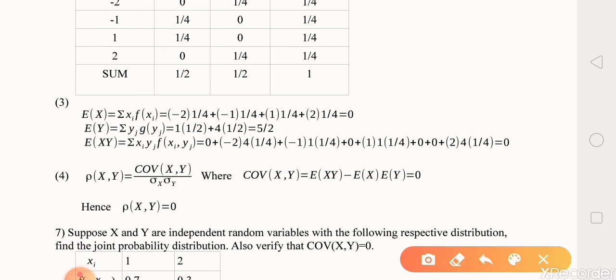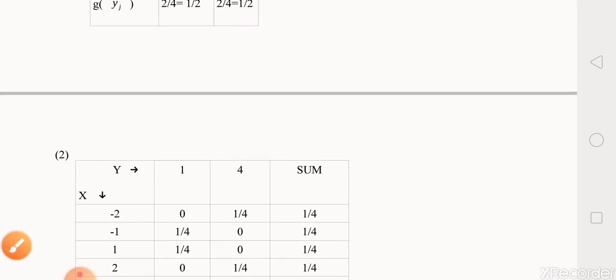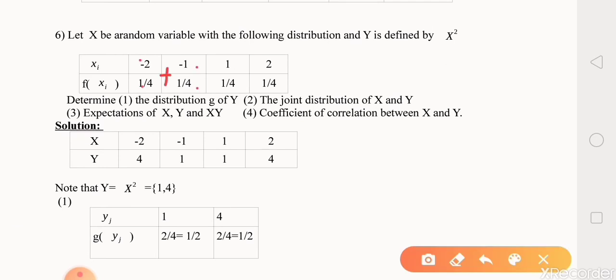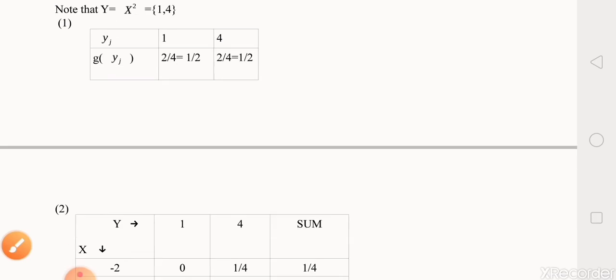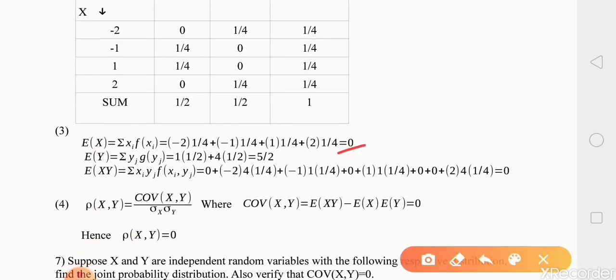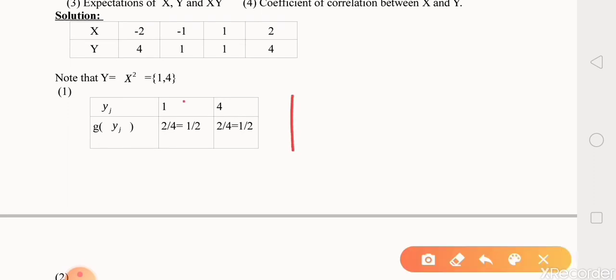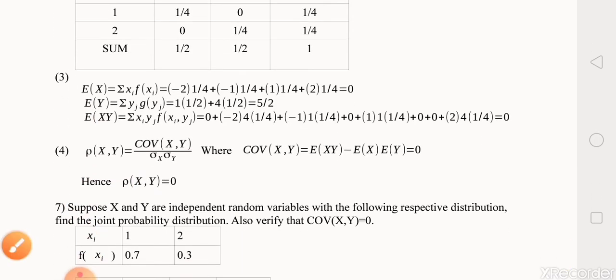Write the formula. Expectation of x is summation xi f of xi. Look at the distribution of x. It is given. So, minus 2 into 1 by 4 plus minus 1 into 1 by 4 plus 1 into 1 by 4 plus 2 into 1 by 4. That value is found to be 0. Expectation of y is summation yj g of yj. Consider the marginal distribution of y: 1 into 1 by 2 plus 4 into 1 by 2. This value is 5 by 2.